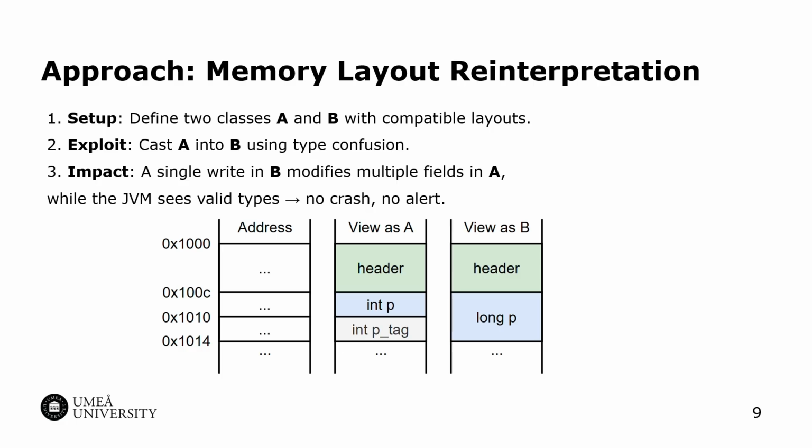We exploit this by casting an object of type A into type B and writing to b.p. Because the long takes 64 bits, writing to b.p overwrites both a.p and its hidden tag. From the JVM's perspective, this is perfectly valid. We are writing to a well-typed long field, so there is no crash, no type error, and no alert from the analysis tool. But in reality, we have silently erased the taint tag stored in the second half of that memory region.